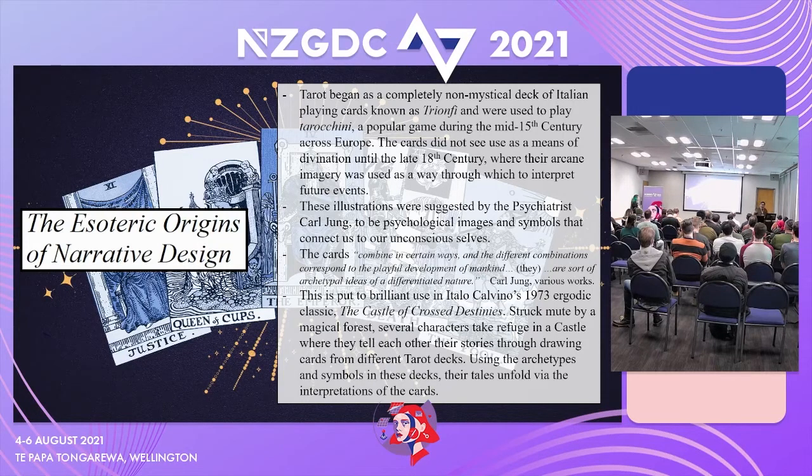So this is put to brilliant use actually in Italo Calvino's 1973 ergodic classic, The Castle of Crossed Destinies. So this is a short novel. Struck mute by a magical forest, several characters take refuge in a castle where they each take turns telling their story through drawing different cards from different tarot decks. So using the archetypes and symbols in these decks, their tales unfold via the interpretations of the cards. Very unusual book. I would highly recommend having a look at it if this is your sort of thing.